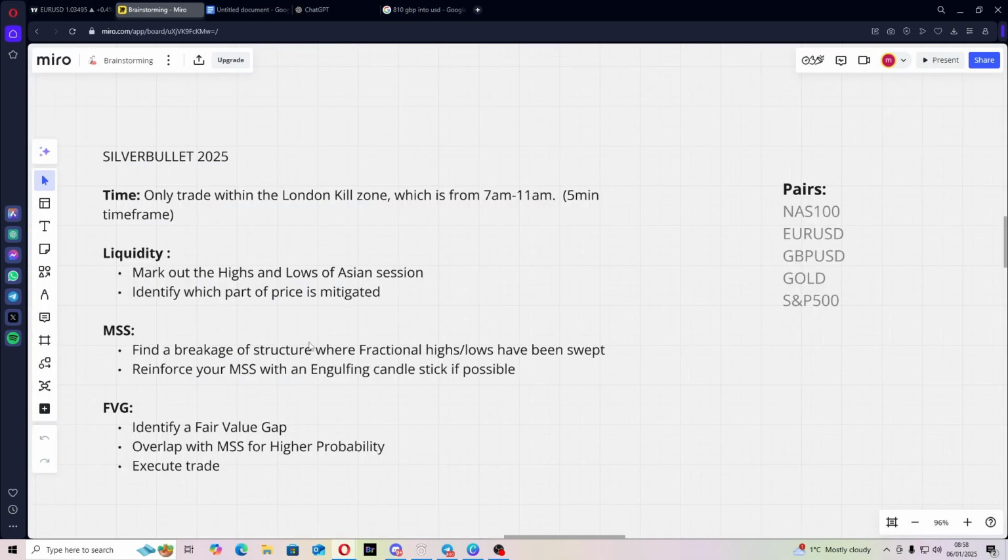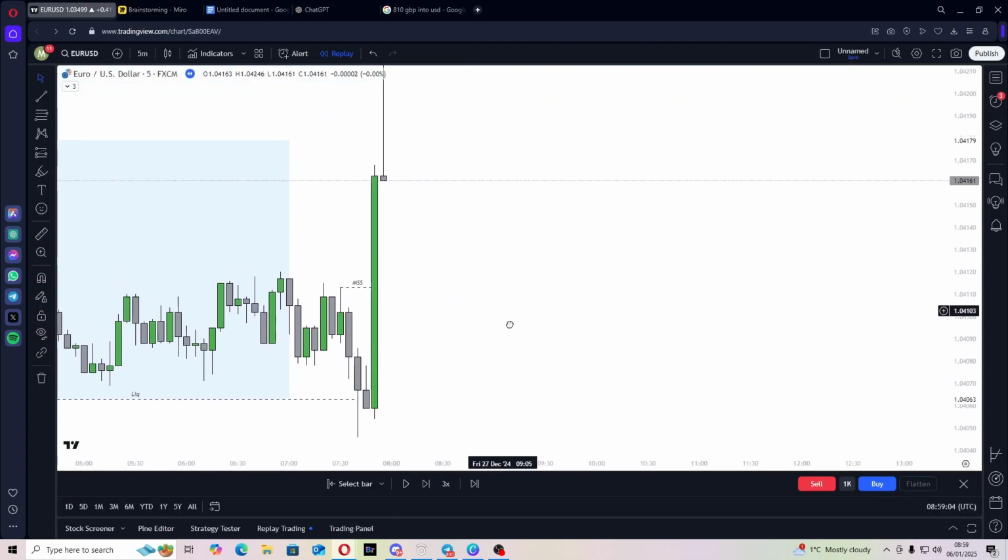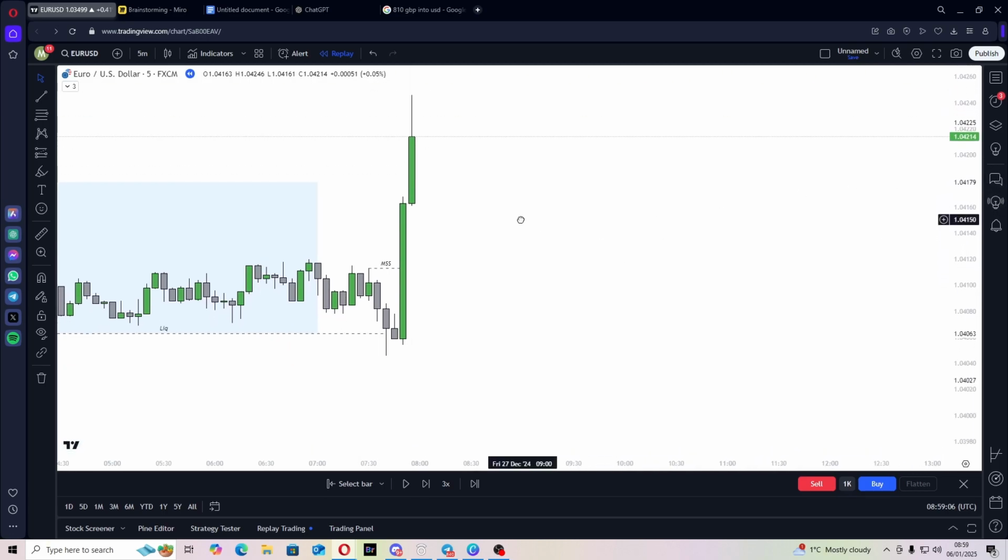Once we've got that market structure shift, we've also reinforced it with an engulfing candlestick. And all we need to do now is identify a fair value gap, okay? And we can overlap this fair value gap with a market structure shift for a high probability, and we execute the trade. All we need to do now is find out the fair value gap, so play price forward once. You can see this is a very, very big fair value gap.